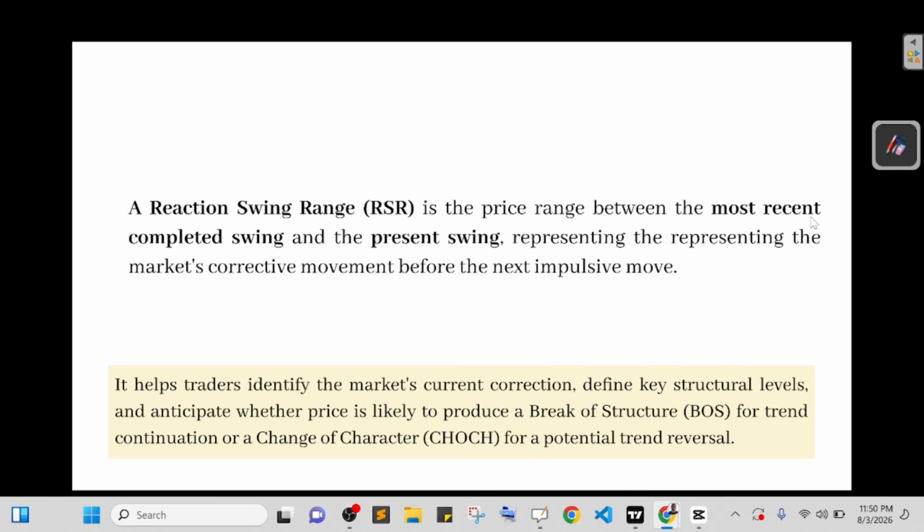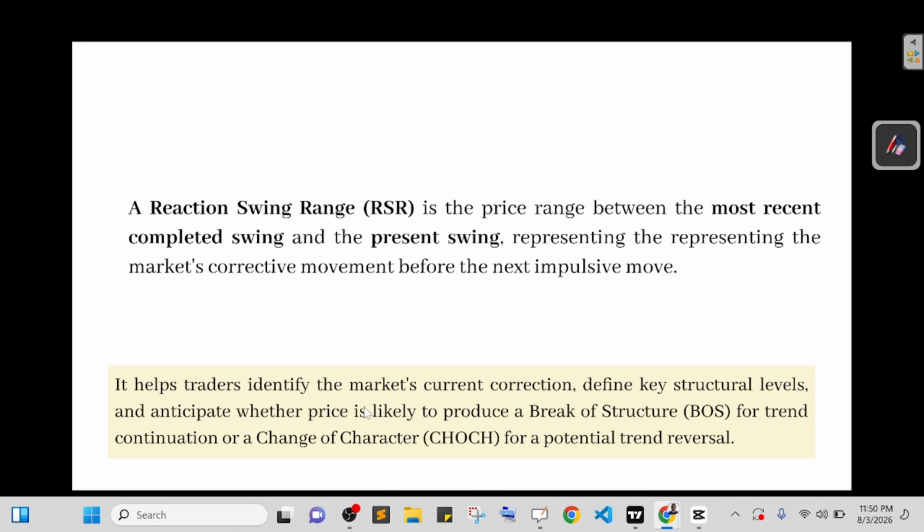What is reaction swing range? Reaction swing range is the price range between the most recent completed swing and the present swing, representing the market's corrective movement before the next impulsive movement, right?